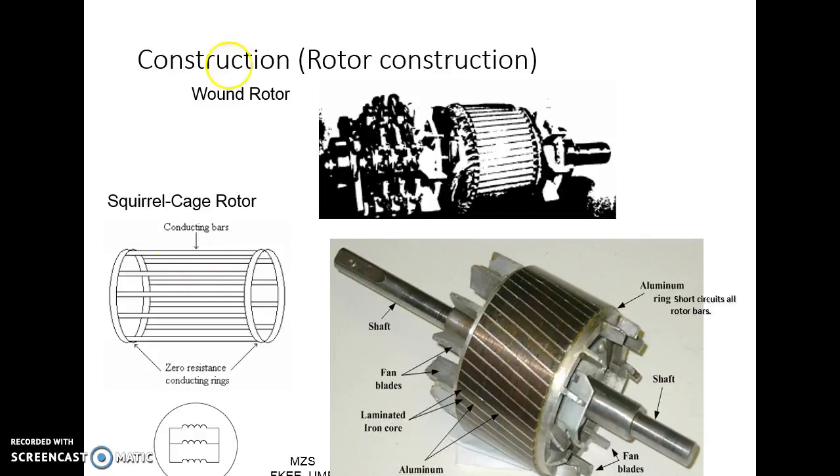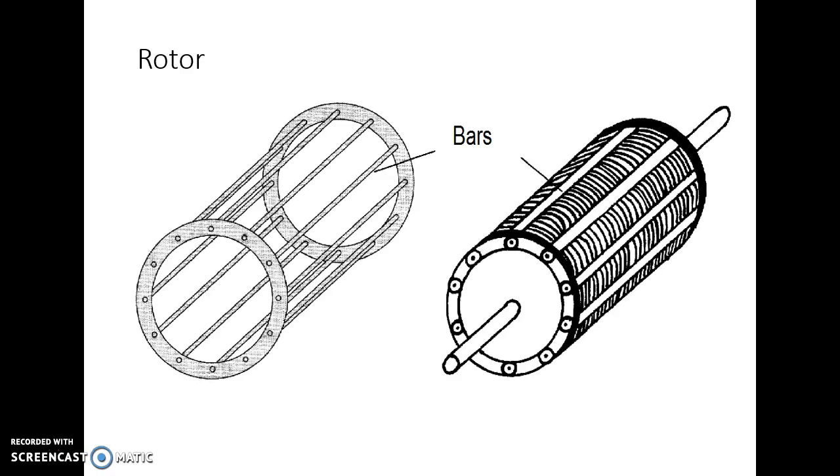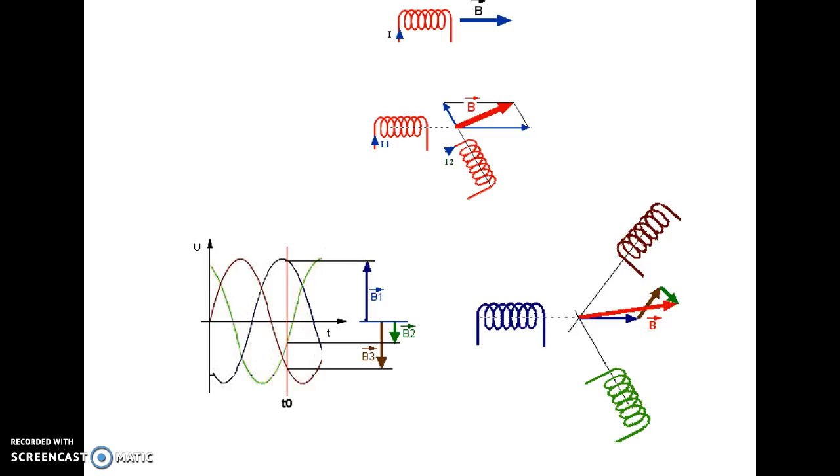So here you can see the squirrel cage rotor. These are the conducting bars. At both ends of the conducting bars you can see the end rings. While looking at this type of construction, you can remember the cage of a squirrel, so it is named the squirrel cage rotor. These are all squirrel cage rotors.